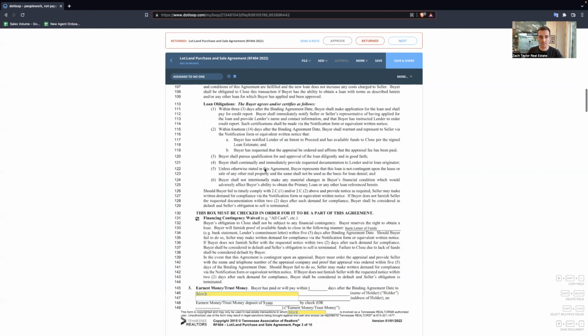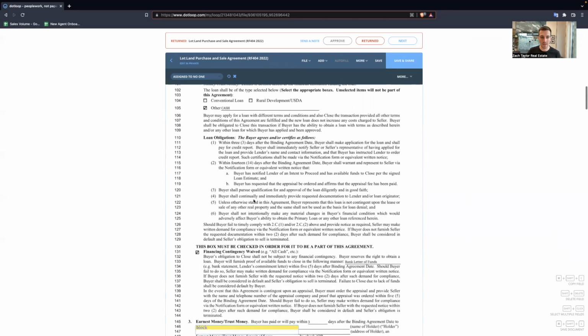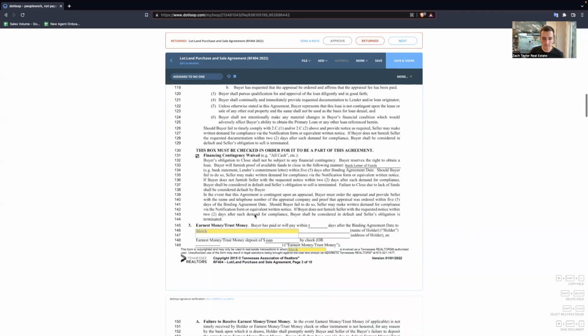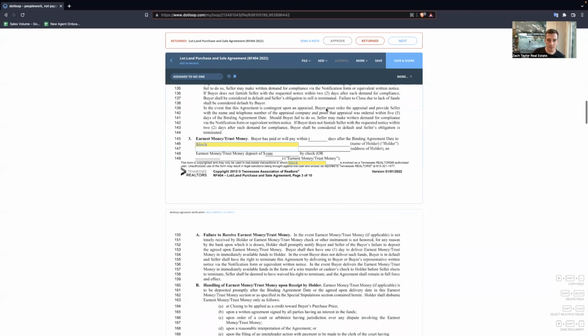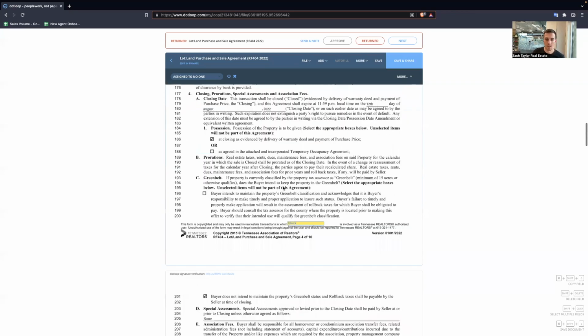You just check this, because this question right here says the loan shall be of the type selected below. Other cash is not a loan type. So leave this blank and just check this. Going through this contract, good. This was filled out properly. This is good. August 12th, good.